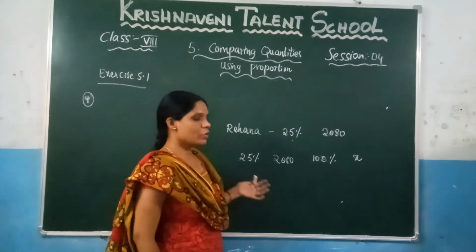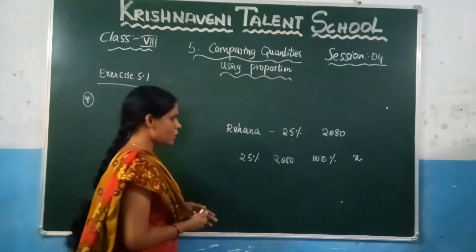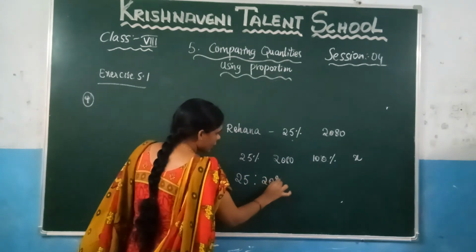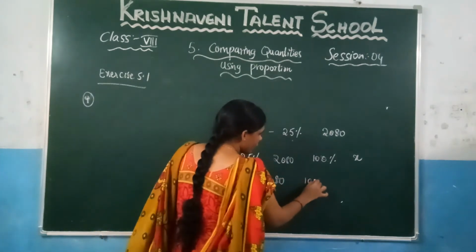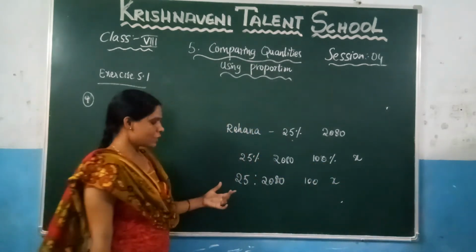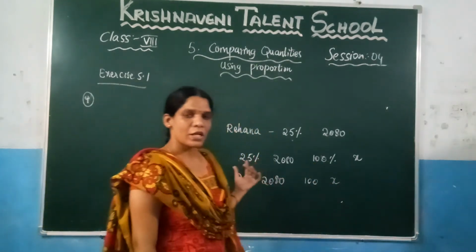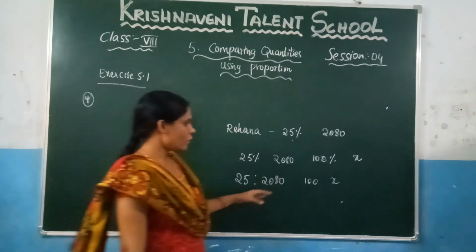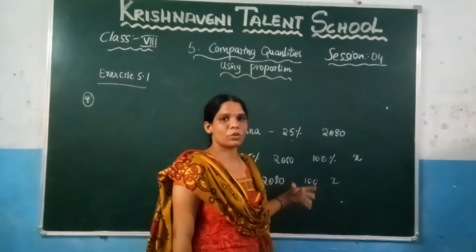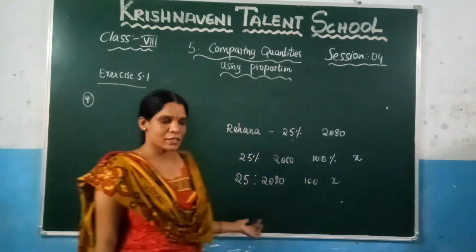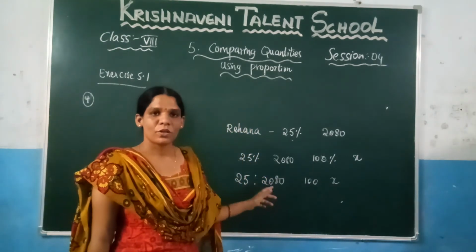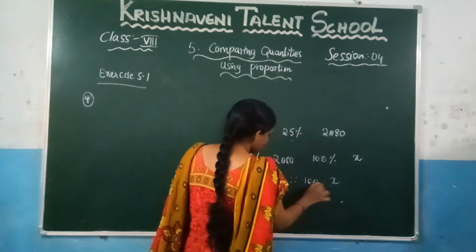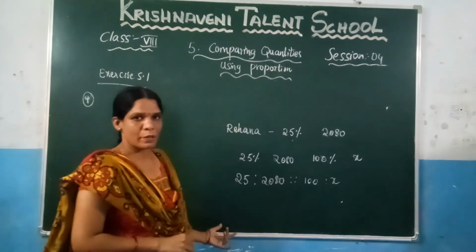Clearly here, if you consider these two as ratios, then you will get 25 is to 2080, and here 100 is to x. This is the percentage. For 25% he got 2080 rupees, and for 100%, that means for the total profit, you need to find it. Since these two ratios are equal, you can say that these two ratios are in proportion.